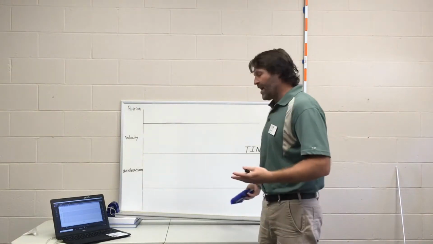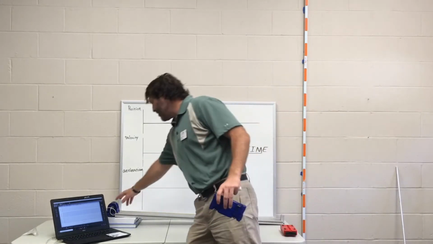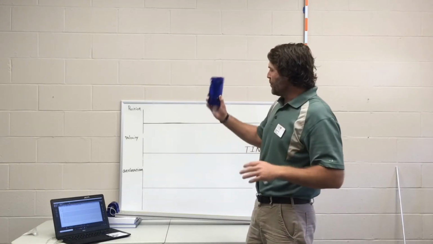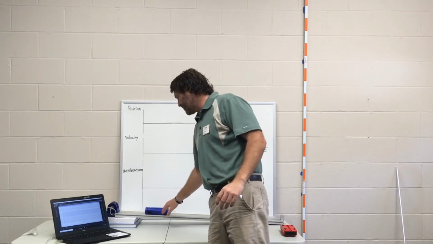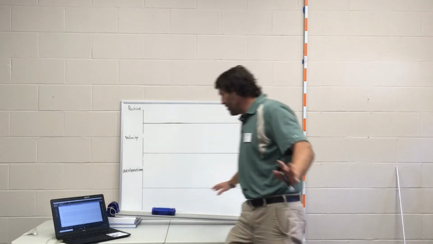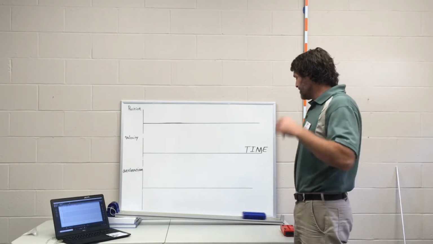So behind me I've got a 1.2 meter long dynamics track. At one end this is known as a motion sensor. And what I'm going to do is this. I'm going to take this cart, place it on the track about 20 centimeters from the sensor, and I'm just going to release it. Let it bounce once and bounce twice. And that's when I'll stop and record my data at that point.